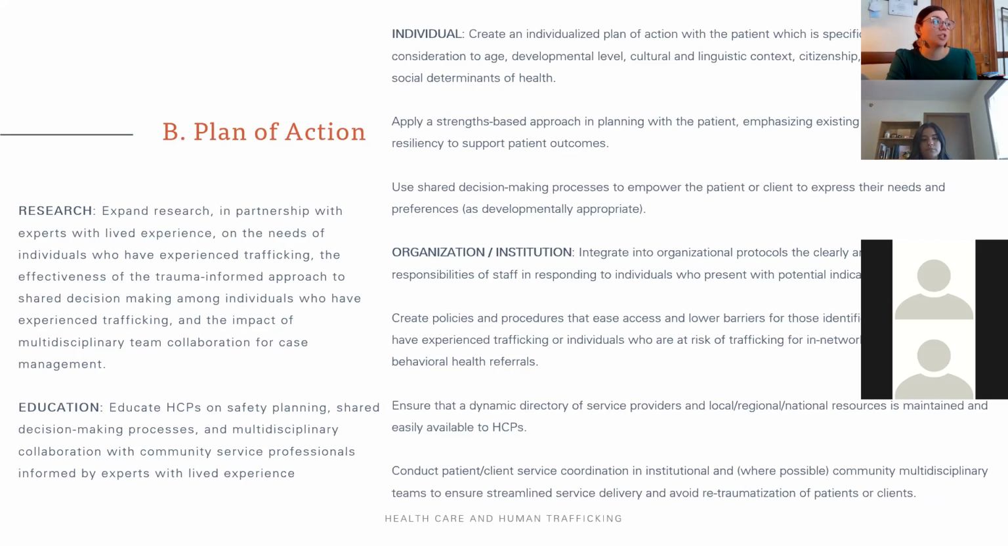B, a plan of action. So I realize this is kind of laid out a little funky. But so individual, creating a plan of action with patients who have those specific needs that are considerate of their age, their developmental level, cultural and linguistic context, what their citizenship is, their family, and ACEs and social determinants of health, right? What does that plan look like for their care long-term? And how does it incorporate the risk factors, the vulnerabilities they may have, by other providers, even within the same clinic? Apply a strength-based approach in planning with the patient.